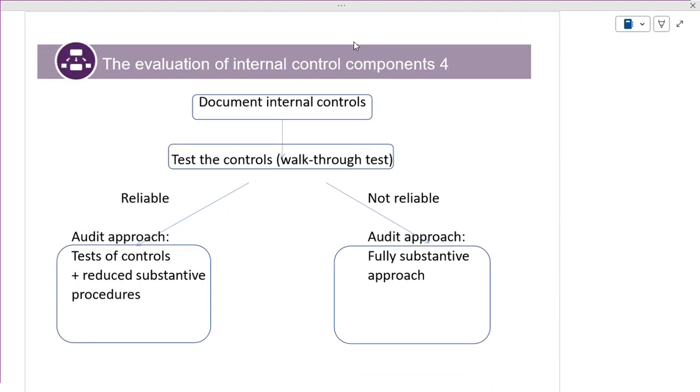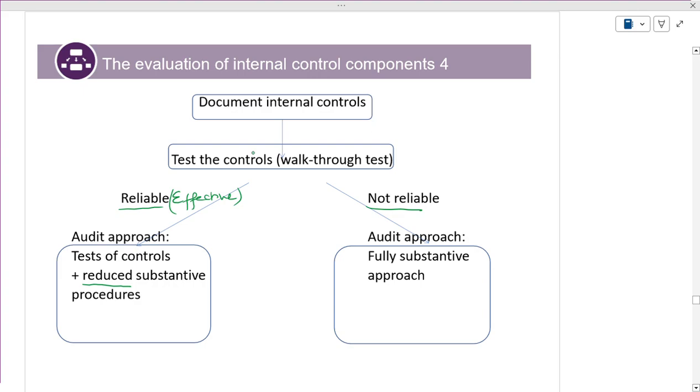Now what does it say? Document internal control. You have the walkthrough test. What is reliable and what is not reliable? If it is reliable, test of controls, and it will reduce substantive procedures. If the walkthrough test is reliable, definitely substantive procedures will be reduced, restricted procedures. If test of controls are effective, we will do reduced, restricted substantive procedures.